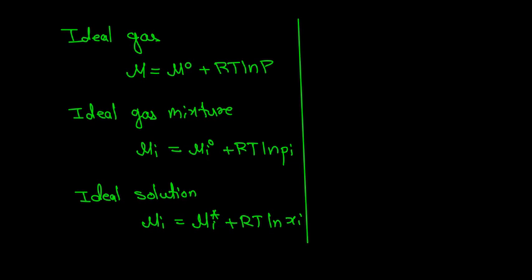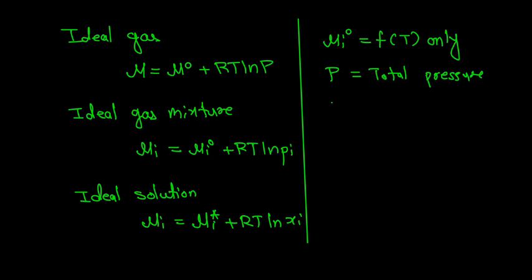This is important: mu i or mu i naught in these equations are functions of temperature only. So if this framework has to be made applicable, you must keep mu i or mu i naught as a function of temperature only. And P in the first equation is the total pressure, and Pi is the partial pressure.